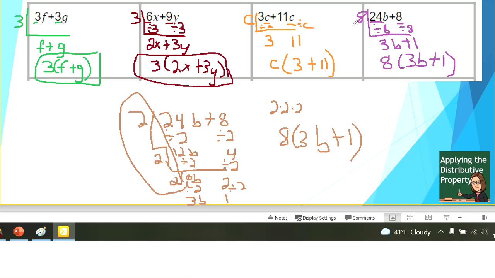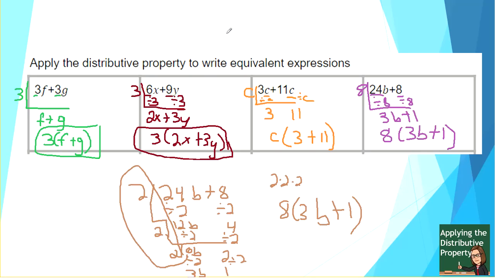And that's it. So that is what we mean by applying the distributive property, and that's it. Hopefully you can solve the rest of them on this page.